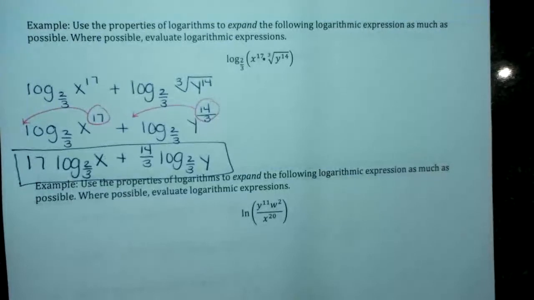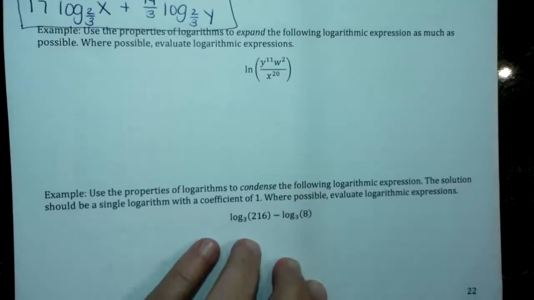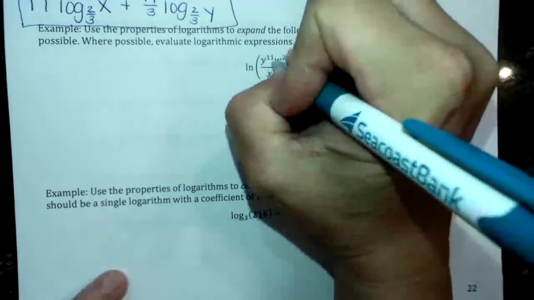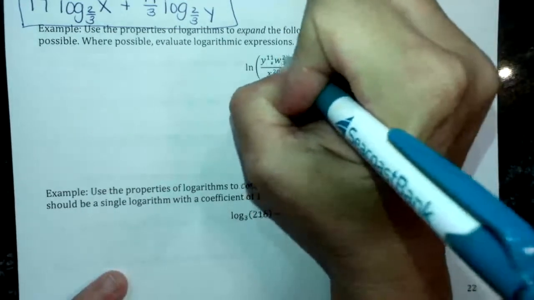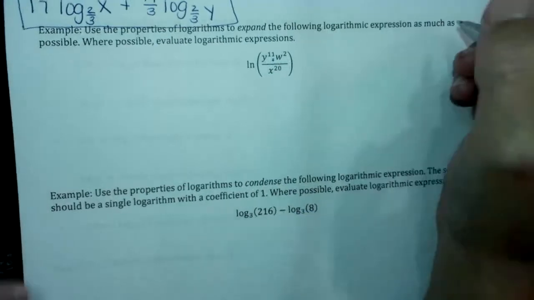Let's do another one. Use properties to expand the following as much as possible, or possibly evaluate. Natural log of y to the 11th times w squared all over x to the 20th. So now I have three things: y to the 11th times w squared divided by x to the 20th. So I want each variable to have its own natural log.